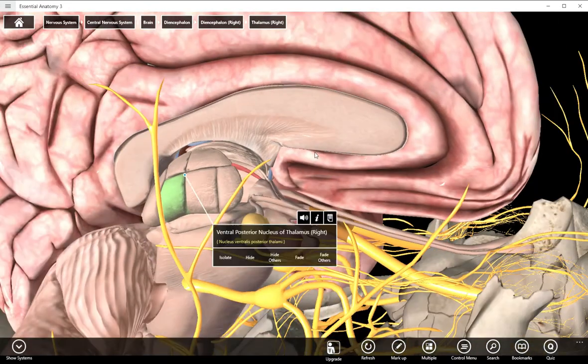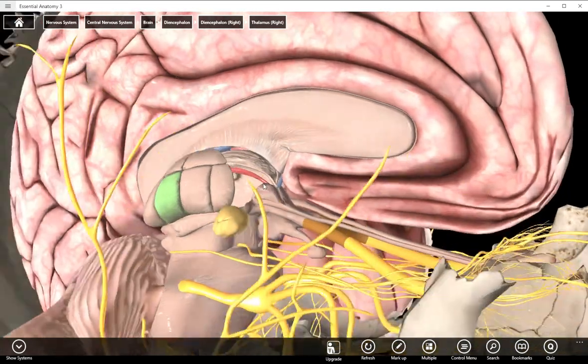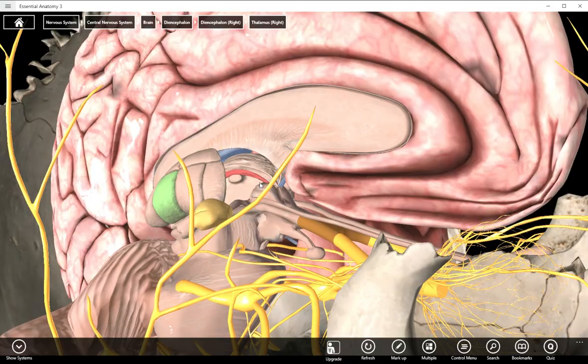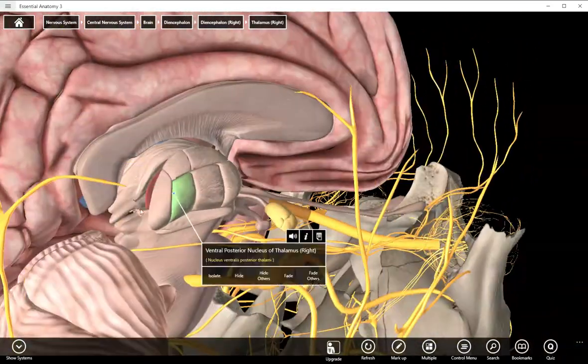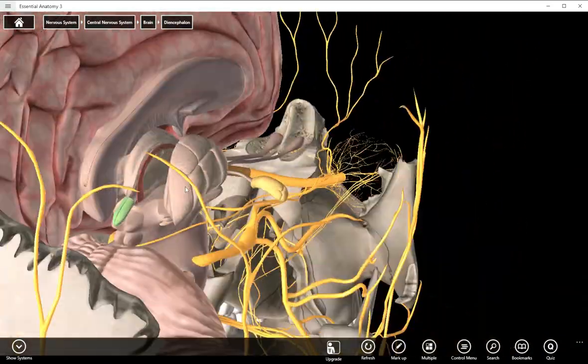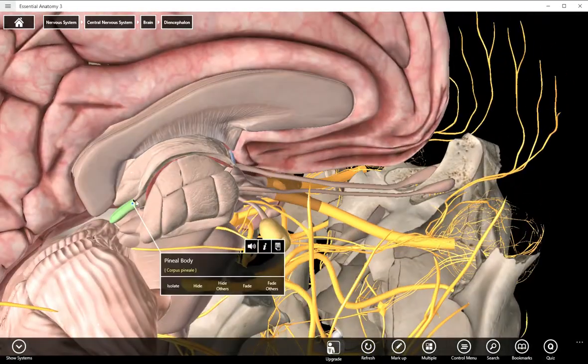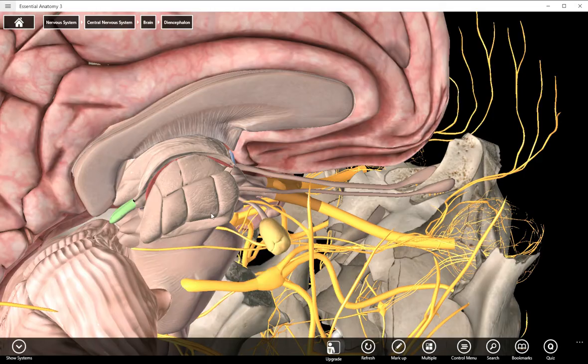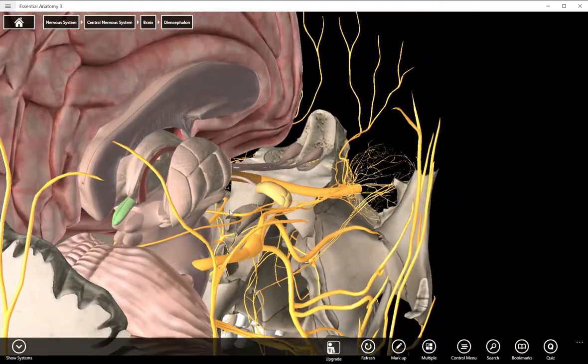I'm sorry. So anyway, thalamus, hypothalamus, interthalamic adhesion, and here's actually the epithalamus, although it's not on your notes. That is the epithalamus, the third component of the diencephalon.